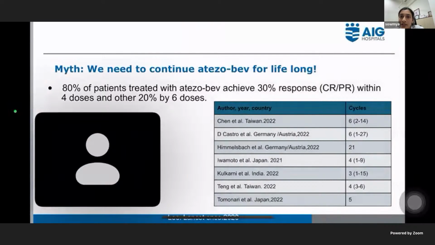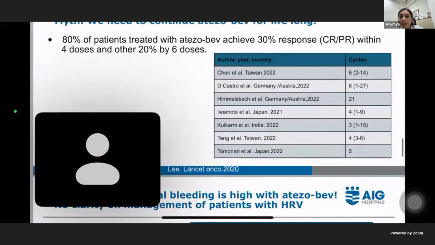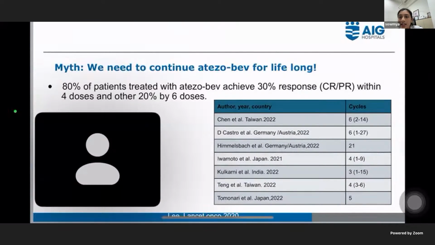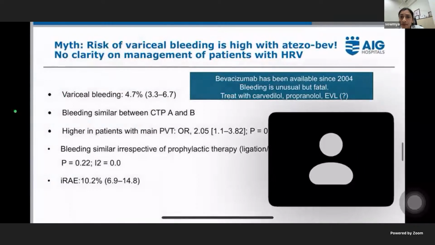Coming to the next myth, whether we need to continue atezo-bev for lifelong. 80% of patients treated with atezo-bev achieved 30% response, either complete response or partial response within 4 doses, and another 20% by 6 doses. The study done at our own center showed that CR or PR was achieved anywhere between 1 to 15 cycles of immunotherapy.